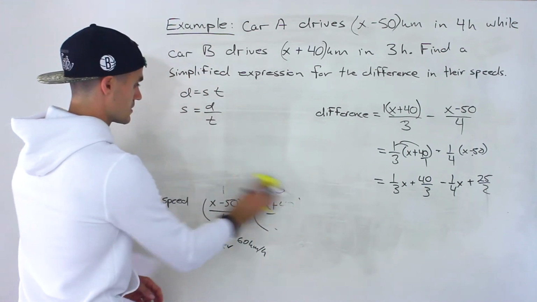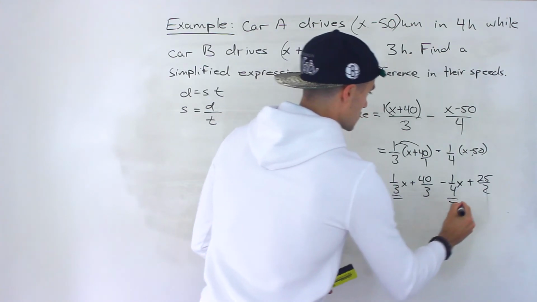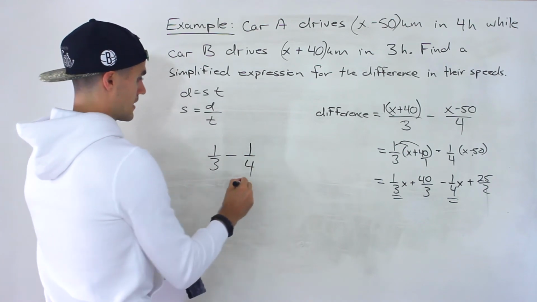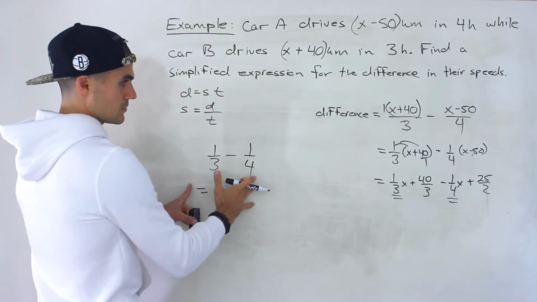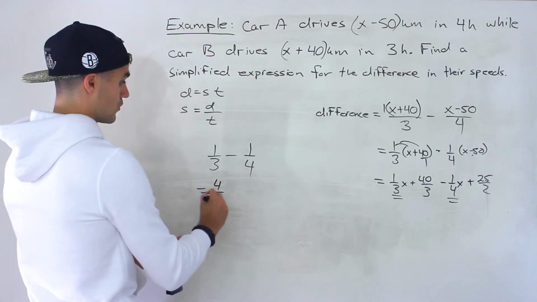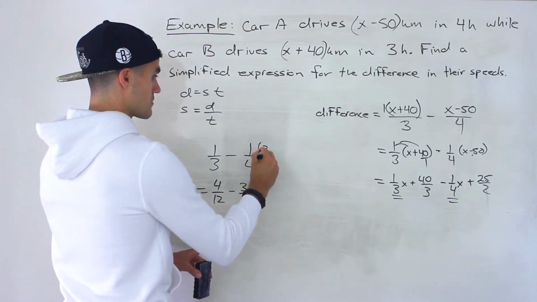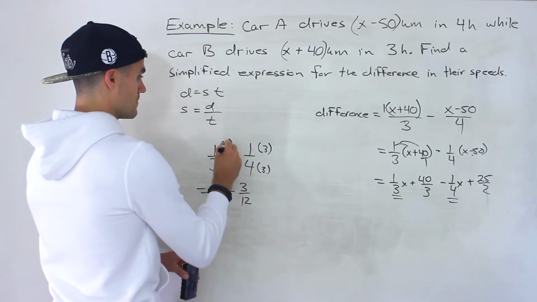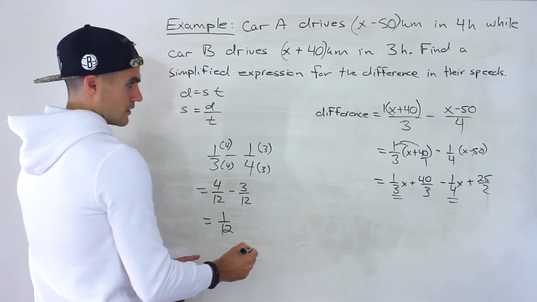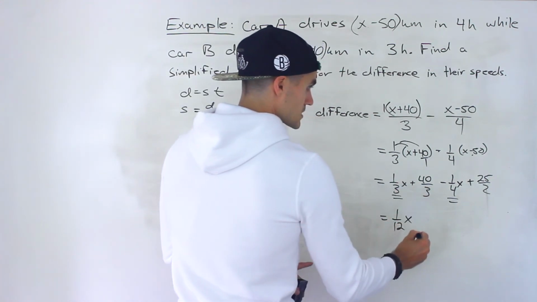I'm going to erase this just to have some room for some side work here. We've got 1 over 3x minus 1 over 4x. So what we can do is just work with the coefficients. Don't worry about the x values, just to keep it light over here. So we've got to get a common denominator. This would be 4 over 12 minus 3 over 12, right? Multiply this by 4, multiply this by 4, multiply this by 3, multiply this by 3. So this would be 1 over 12. So these two simplify to 1 over 12x.